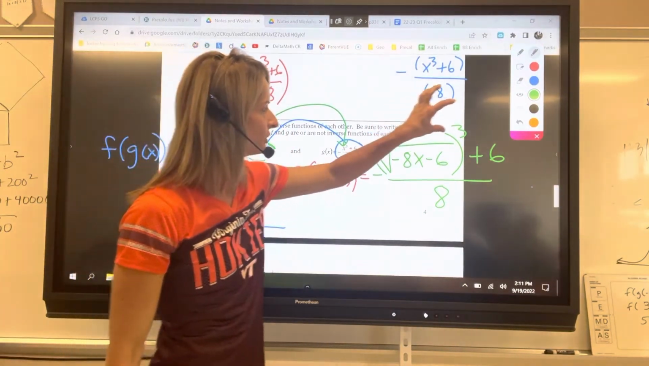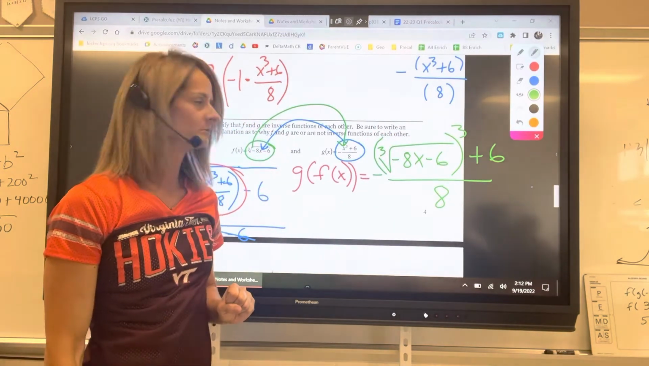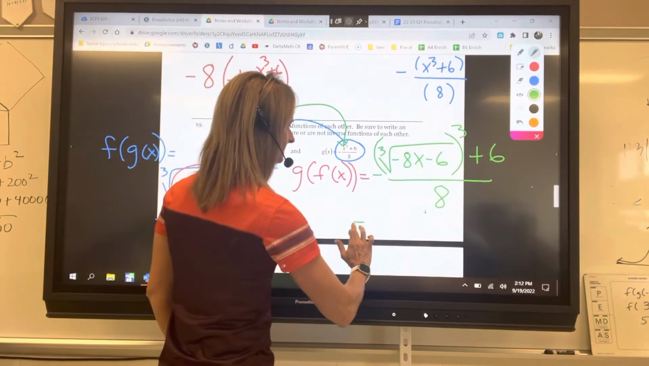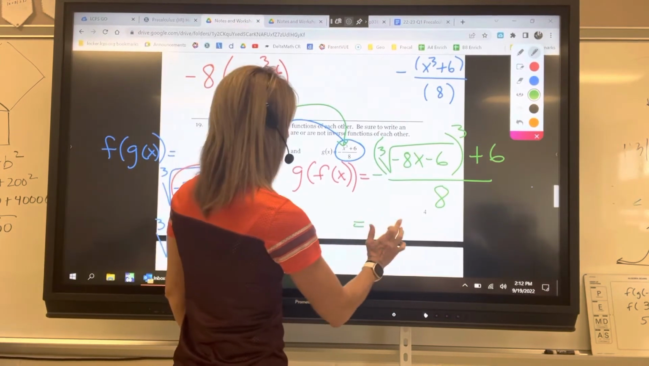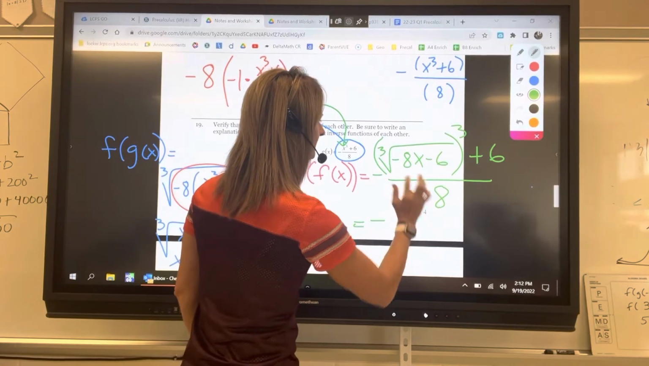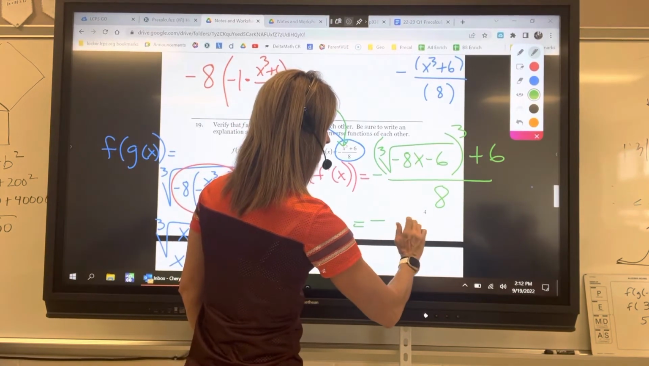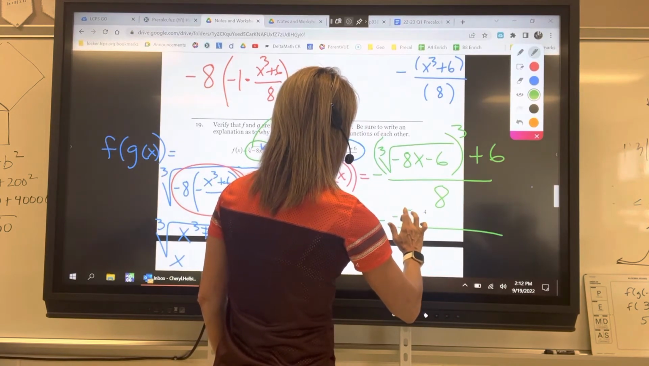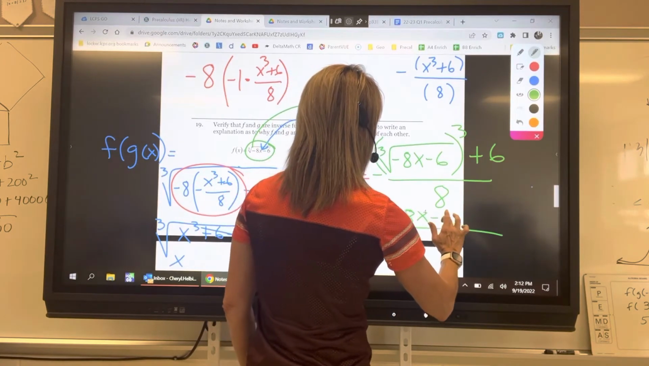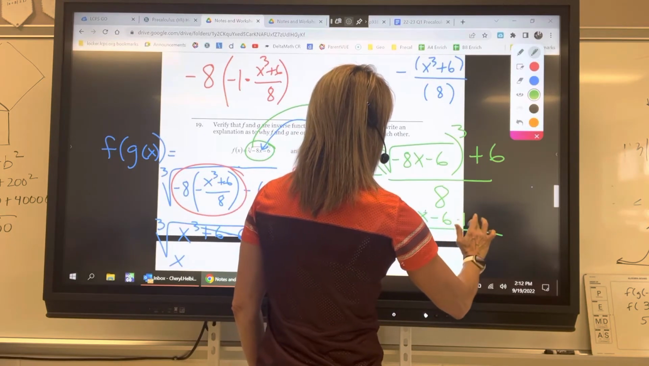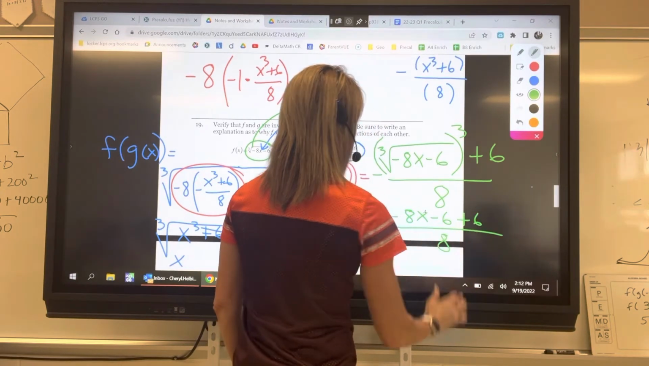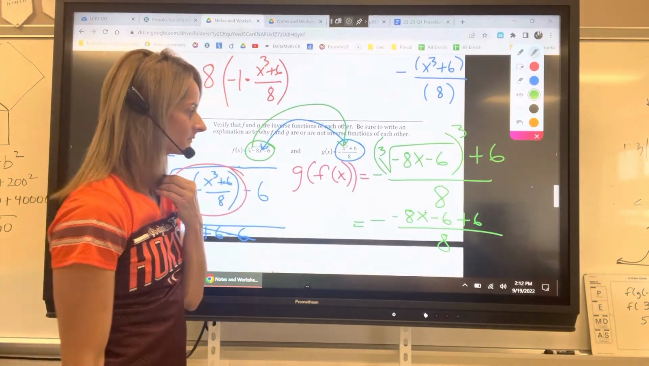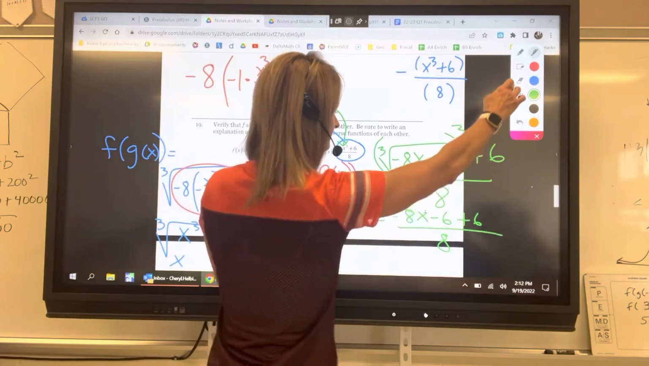All right, so we're cubing a cube root. So what's inside there is just going to be, and we have the negative in front, negative, and this just becomes a fraction here. Negative 8x minus 6 plus 6 over 8, right? Hey, we're getting somewhere. These 6's are going to cancel.